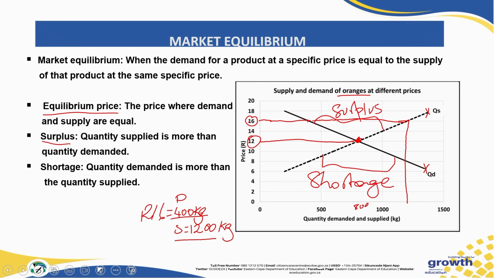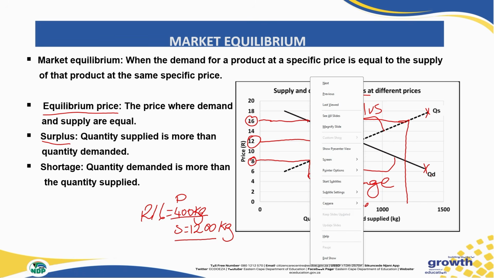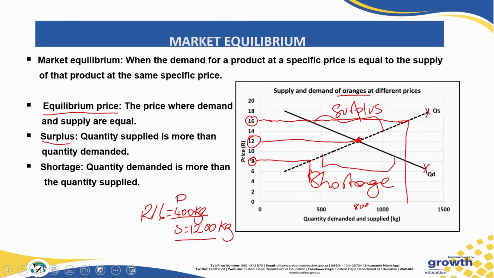Let's check the shortage. Let's go for 8 rands. Let's go for this price. Let's check the quantity supplied for this price. Quantity supplied at 8 rands is, let's say, 400 kg. This is the supply. Let's go for the demand. This is the demand curve. The quantity demanded is 1,200.